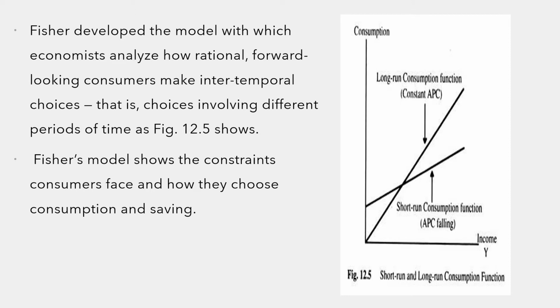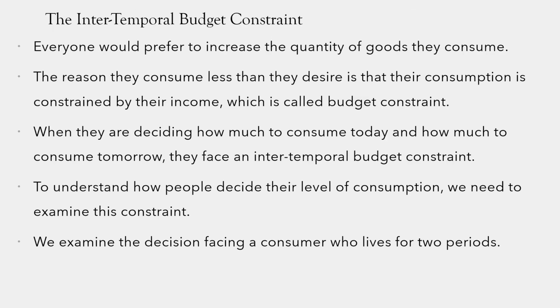Fisher's model shows the constraints consumers face and how they choose consumption as well as saving. The intertemporal budget constraint should be understood. Here, everyone would prefer to increase the quantity of goods they consume, both in the present as well as the future. People wish to consume more and more, right? This is what is expected of a rational consumer, whose main motive is to increase or maximize their utility. So this is the main motive of a consumer.